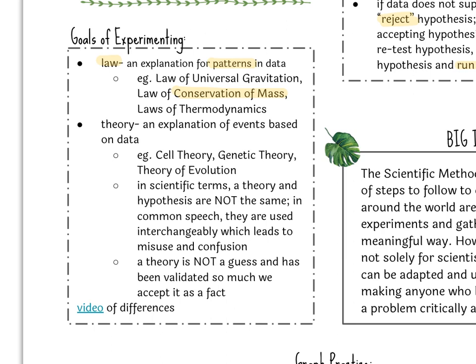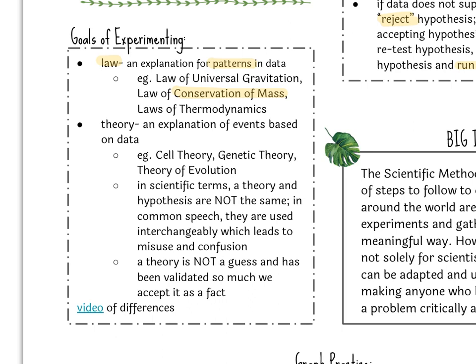So we noticed things happening when we did experiments. For example, the law of conservation of mass did experiments and noticed that the mass wasn't changing, and that was their data. They noticed those patterns, and so they came up with the law of conservation of mass over years, and many different scientists contributing to it.